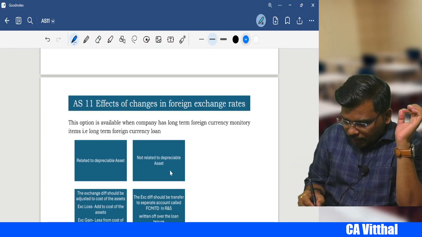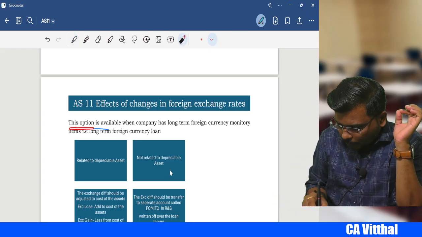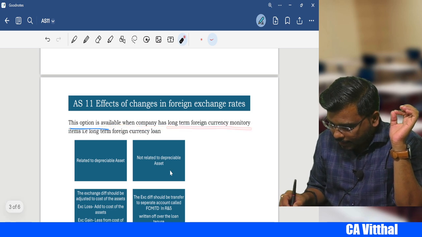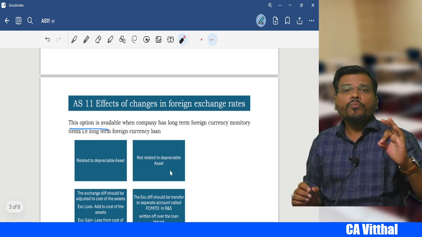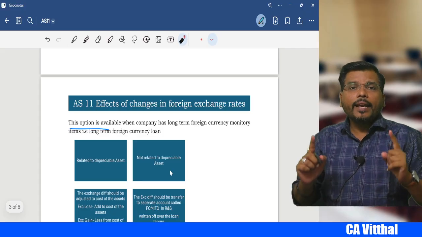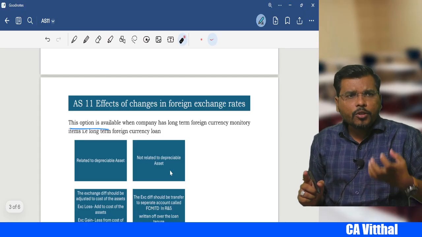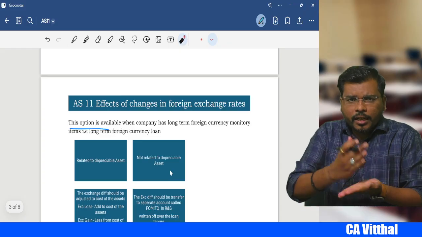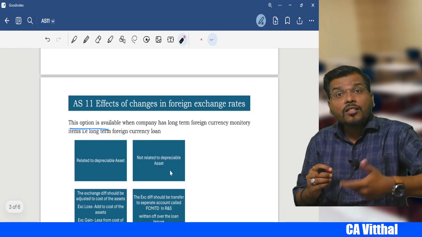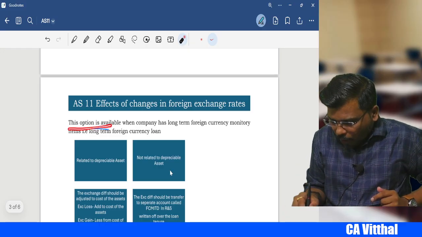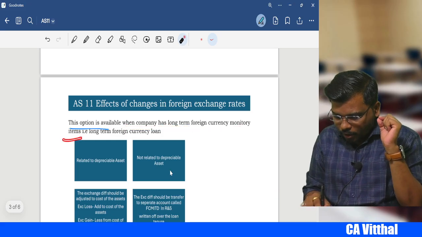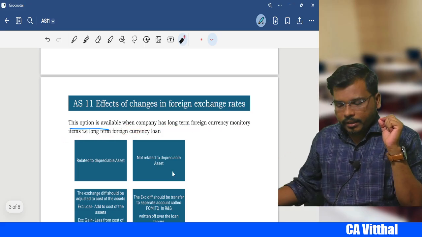Okay, what is the exception, sir? Listen. This option is available when the company has a long-term foreign currency monetary item. Always remember, if it is a non-monetary item, this exception is not available. That means you might have taken the loan. If you take the foreign currency loan, then the loan becomes your monetary item, and that is long term. So this option is available when the company has a long-term foreign currency monetary item. That means foreign currency loan.